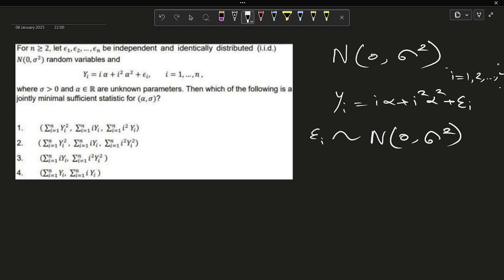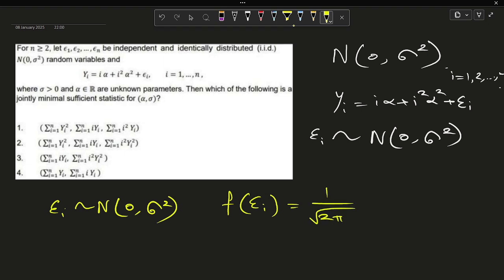Now firstly we have to think about the likelihood function. The density function for epsilon i, which follows the normal distribution with mean 0 and variance sigma square, is f of epsilon i equals 1 by root over 2 pi sigma square, times e to the power minus epsilon i square by 2 sigma square.